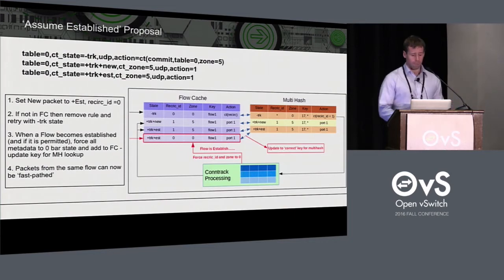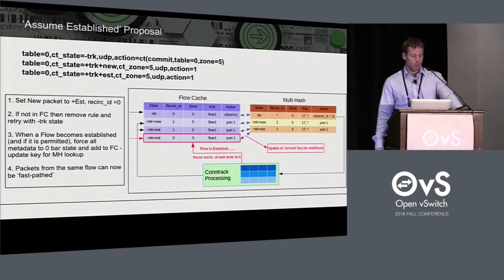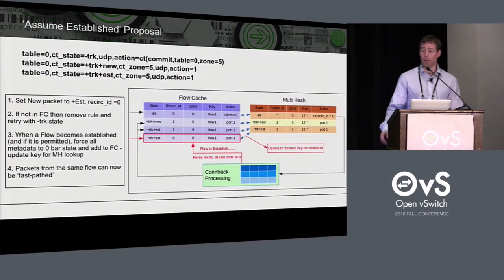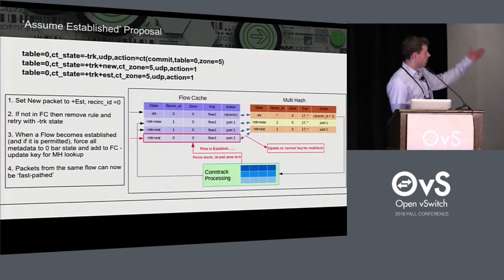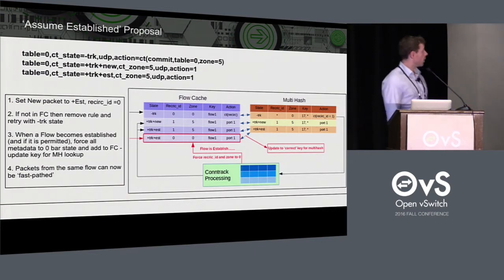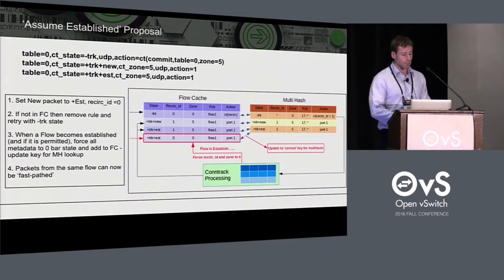I've just given a simple example of 3 rules here. The first rule matches on minus tracked state, so no connection tracking, say a UDP packet, and as an action we send to Conntrack to a particular zone and we recirculate it. Then with the recirculated packet, we will hit probably one of the other two rules, which is either a new state or an established state, and we'll just output to a port.